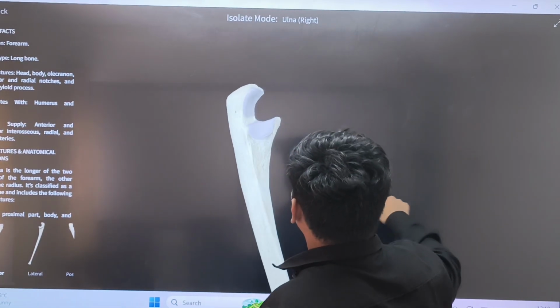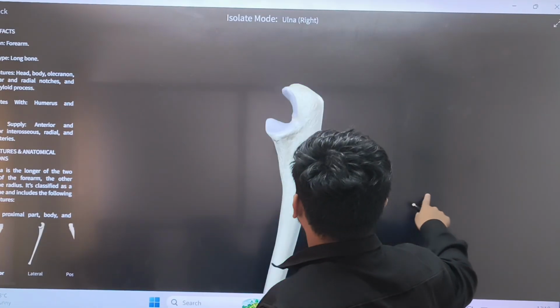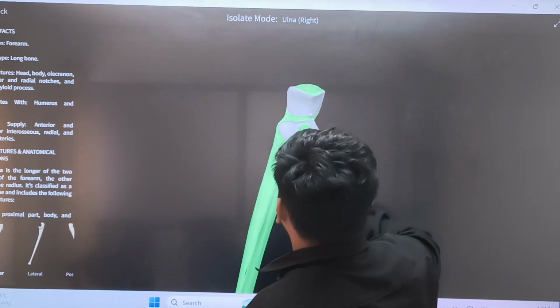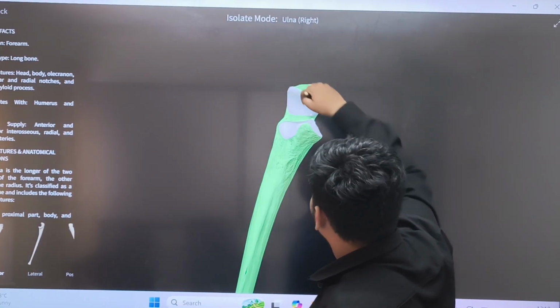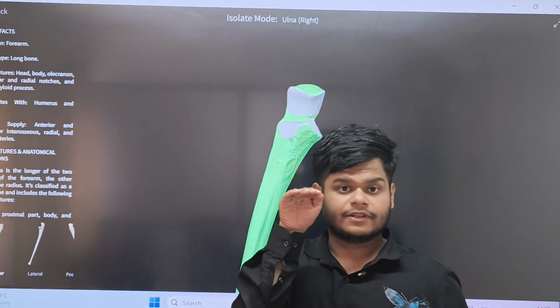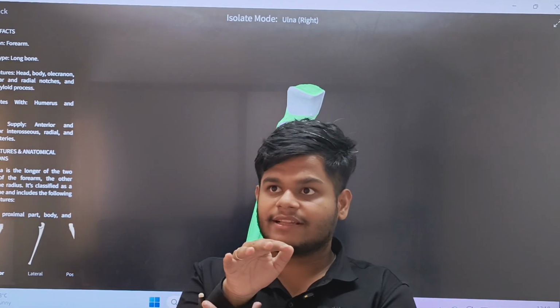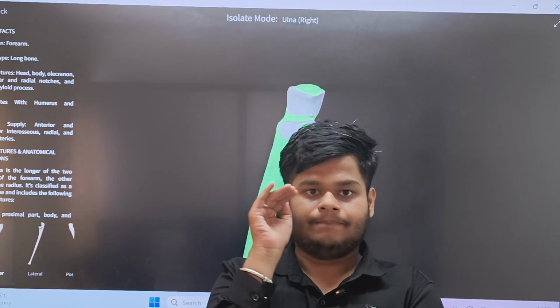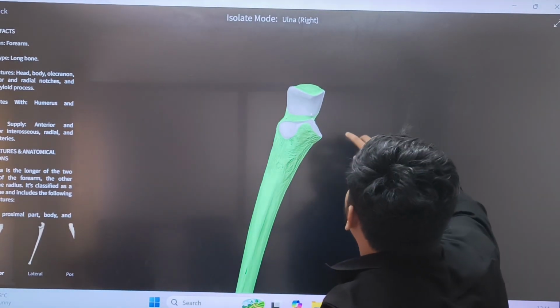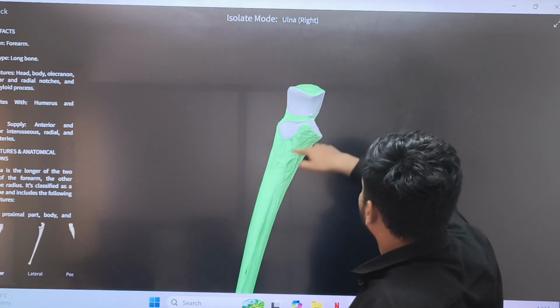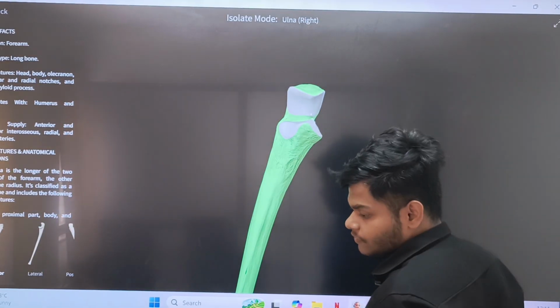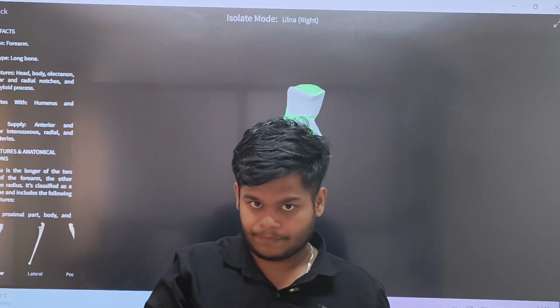Let us talk about the upper end of the ulna. The upper end is a little bit complicated and very interesting to study. So the upper end contains the olecranon process, which is present like this. You can see it is like a cobra. The upper end contains the olecranon process, and this is the coronoid process, meaning a cow's beak-like process.